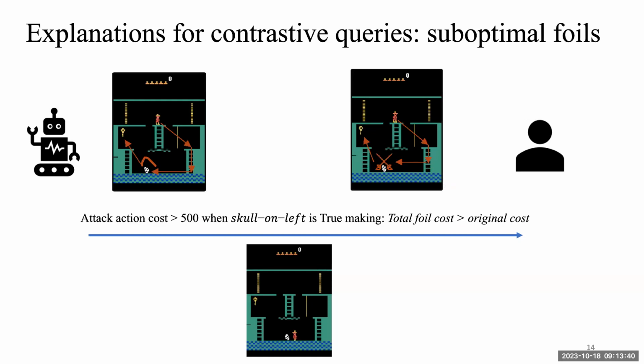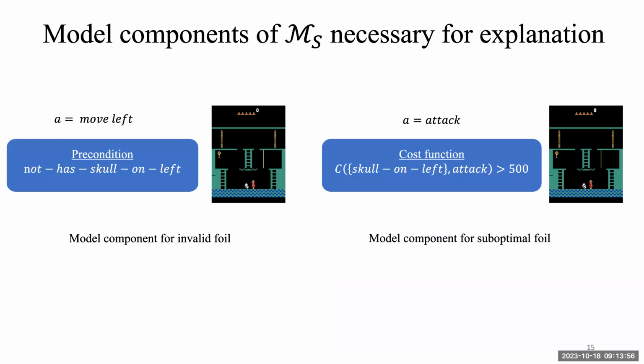Similarly, if the user says, why don't you attack the skull and just get rid of it? The agent can say, the attack action costs at least 500 when skull on left is true, thereby making the foil cost greater than the original plan cost. All right. So you may notice that we do not need to learn the entire environment dynamics model. Rather, all we need are some preconditions of actions or this cost function abstraction.